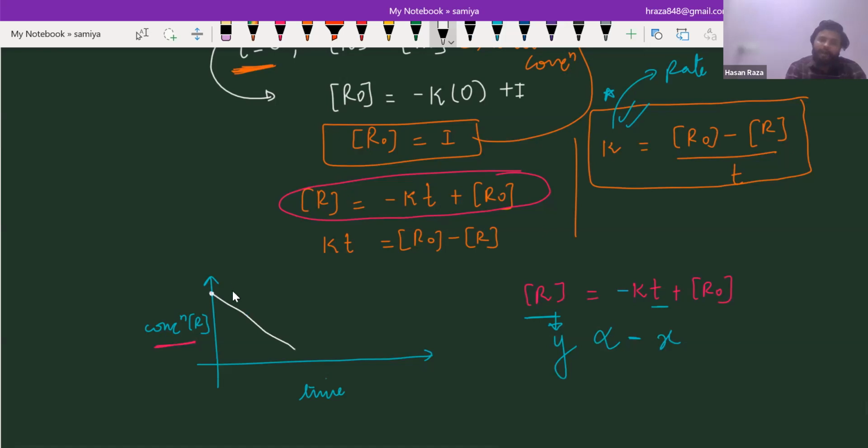And this is the point of the initial concentration. So this is the graph for zero order reaction between concentration of reactant and time. Please do write it, the graph, and let me know when you are done with this. Very easy.